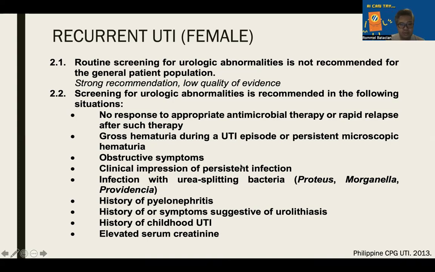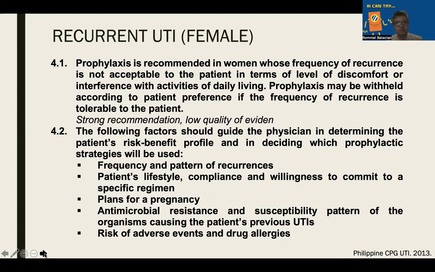clinical impression of persistent infection, those with urea-splitting bacteria such as Proteus, Morganella, and Providencia, history of pyelonephritis, symptoms that might be due to kidney stones, azotemia, and history of childhood UTI. So prophylaxis is given among these individuals so that they would decrease frequencies of recurrence.